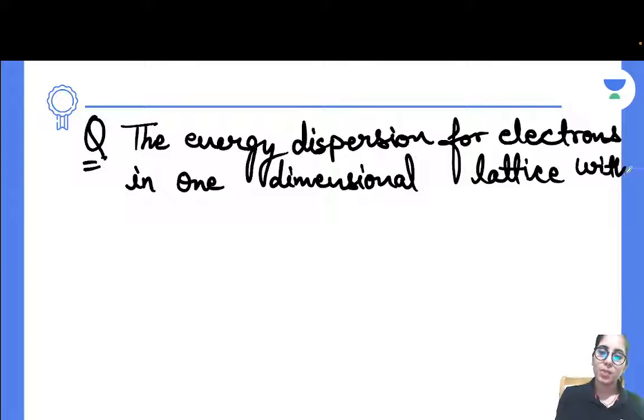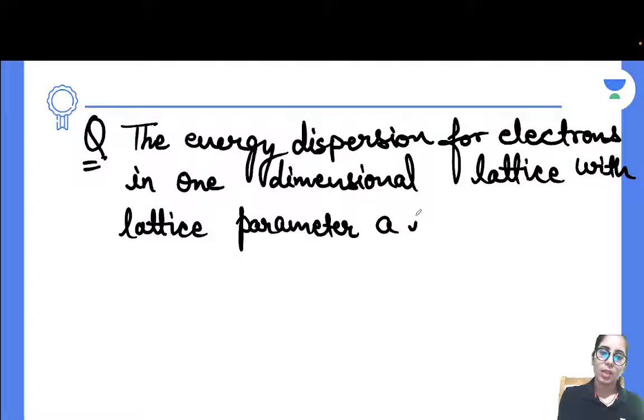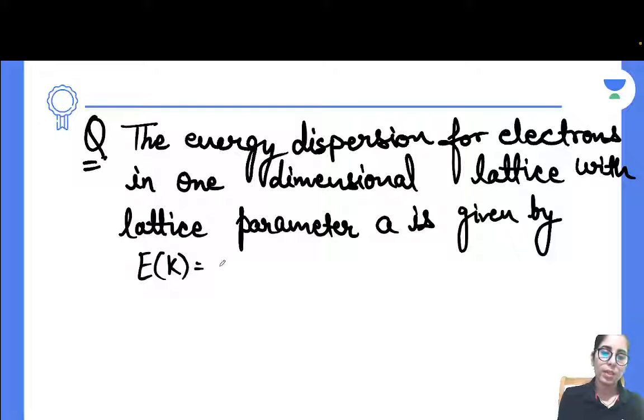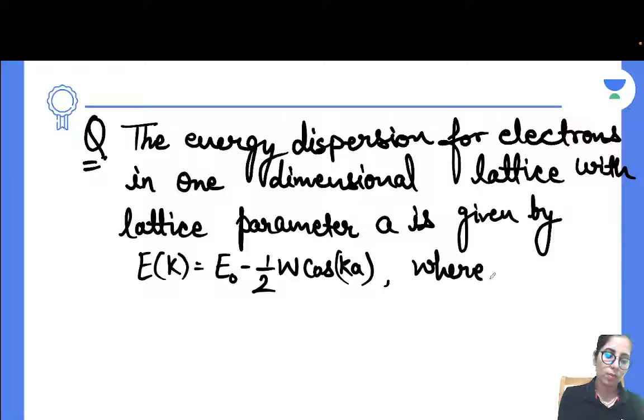with lattice parameter A is given by E(k) is equal to E naught minus 1 over 2 W cos ka, where W and E naught are constants.